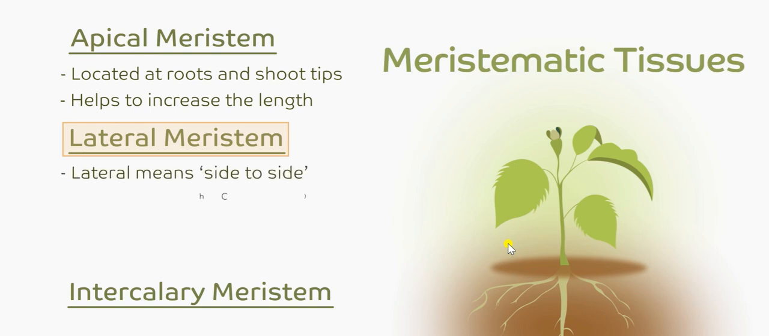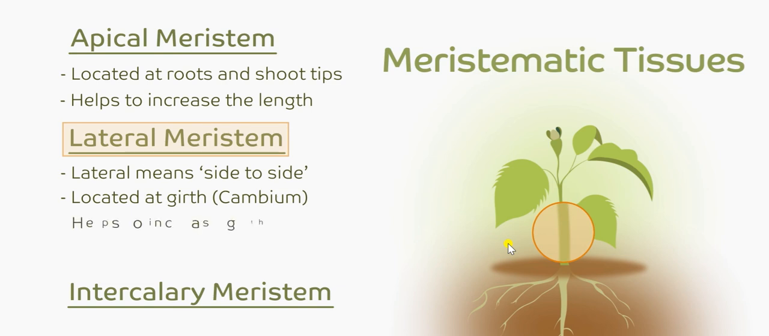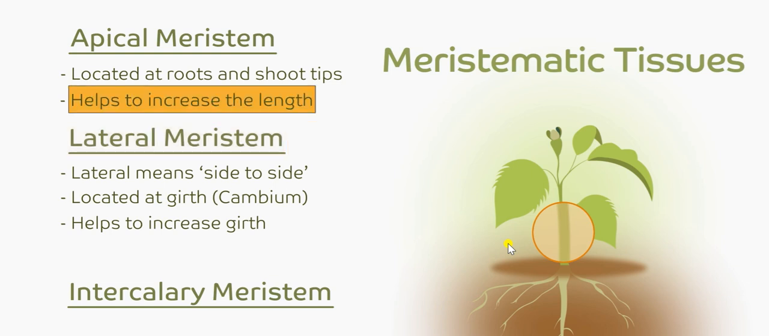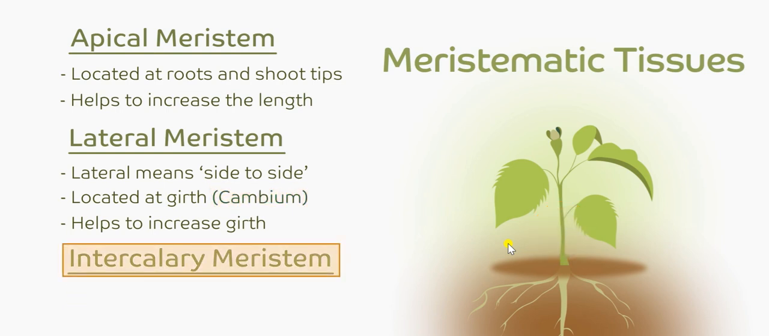The word lateral means side to side, and this means the girth of the plant. The lateral meristematic tissue divides and increases the girth of the plant. Apical increases the length and lateral increases the girth. This girth of the plant is also known as the cambium of the plant. What about the last tissue type? Intercalary. Where is this tissue found?